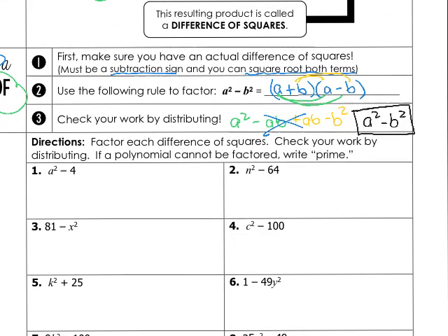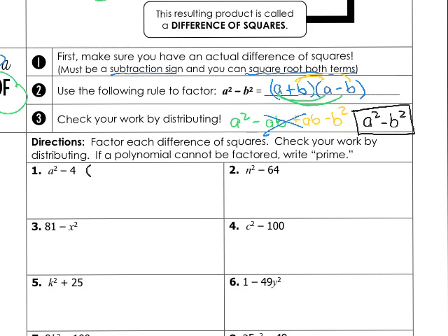So here they want you to practice factoring each difference of squares. Check your work by distributing. If a polynomial cannot be factored, simply write the word prime. So let's take a look at the first one. Do we have the two conditions that we assigned above? Is there a subtraction sign? Yes, there is. Can both terms be square rooted? Yes, they can. The square root of a squared is a, and the square root of 4 is 2. So we have a situation of the difference of squares.